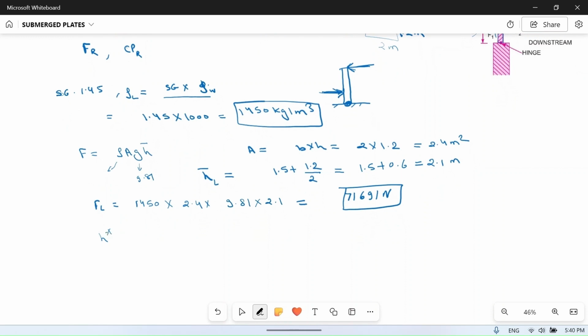So h star on the left side is equal to Ig upon A h bar plus h bar. Ig is the moment of inertia of the surface about its center of gravity. So for a rectangle it is b h cubed by 12. So b is 2 into h is 1.2 cubed divided by 12.